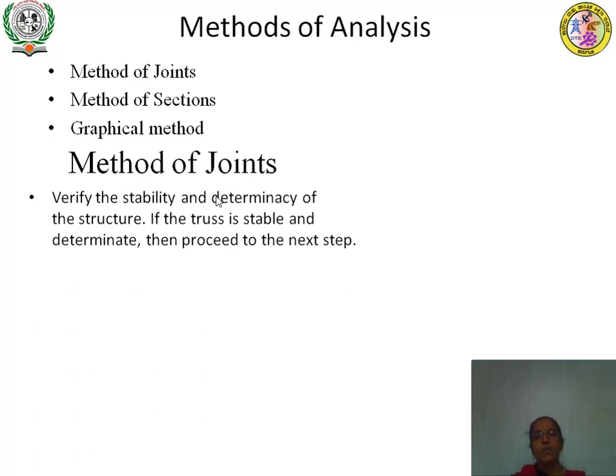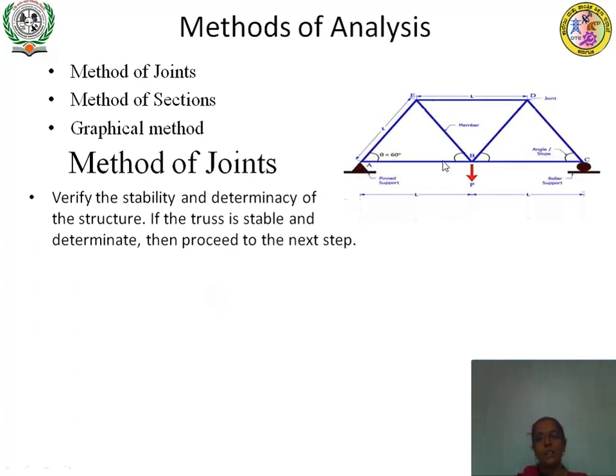truss. So how to proceed with this method means, first we have to verify the stability and determinacy of the given structure. First you find whether m is equal to 2j minus 3 or not. If the truss is stable and determinate, then proceed to the next step.